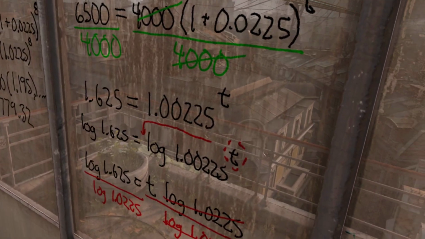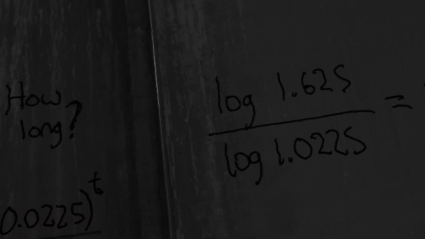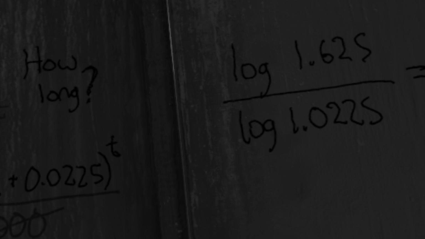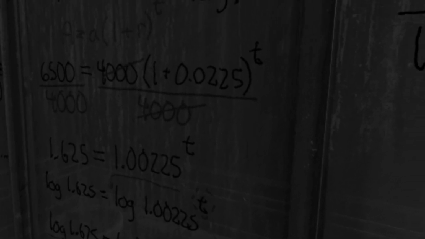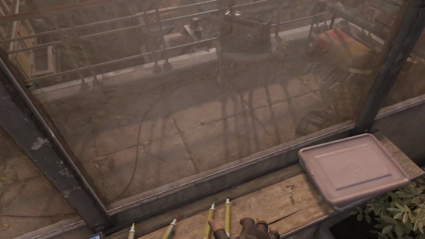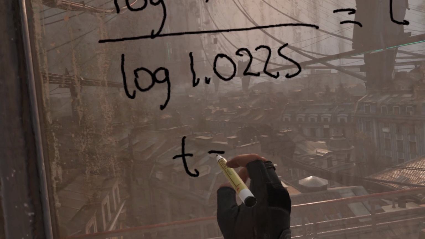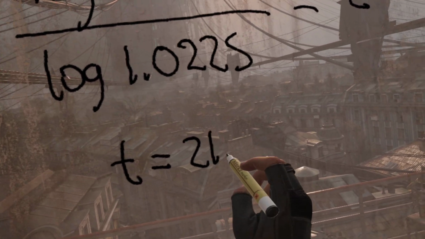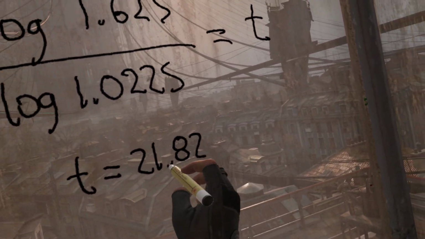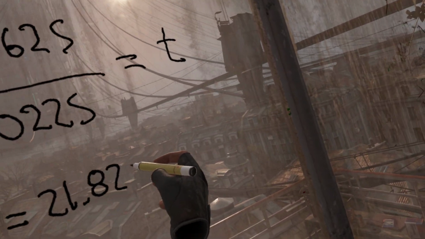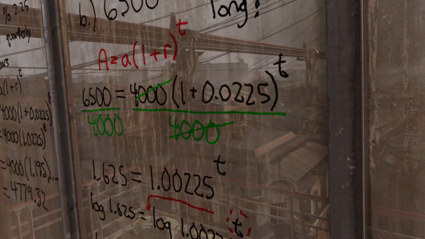I can't do that in my head, so I need to check my notes to get the answer. So when we divide that, it's going to give you, if you round it, 21.82. So you will get an answer of t equals 21.82. Now I rounded that off. It's actually 21.81 something, I think, is what it was. Okay, I rounded that off to 21.82.